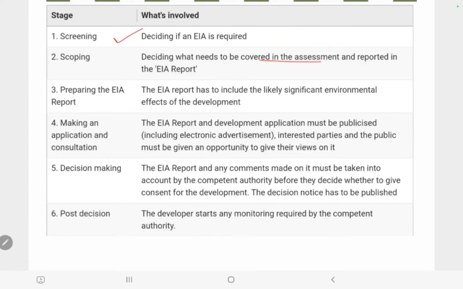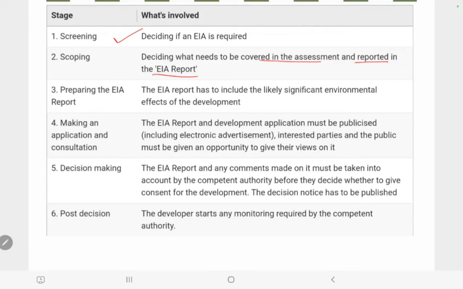एक बार हमने डिसाइड कर लिया कि येस हमें इन्वायरमेंटल इम्पैक्ट असेसमेंट इसका करना है. अब हम ये देखेंगे कि कौन कौन सी नीड्स हैं जो हमें देखनी है इसके अंदर, कौन कौन से एरियाज इस असेसमेंट में हमें कवर करनी है. ठीक है, तो डिसाइडिंग व्हाट नीड्स टू बी कवर्ड इन द असेसमेंट एंड रिपोर्टेड इन द EIA रिपोर्ट. और जो हमारी EIA की फाइनल रिपोर्ट बनेगी, उस रिपोर्ट में हमें क्या क्या प्रेजेंट करना है. तो दिस इज स्कोपिंग. Scoping is deciding the scope of the EIA report.